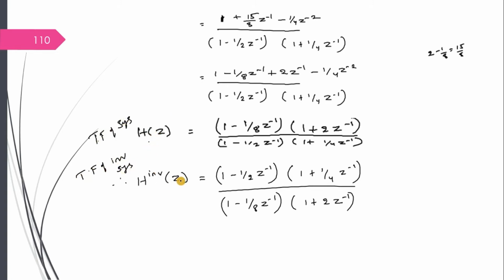So H inverse of z is equal to 1 divided by H of z. So 1 minus 1 by 8 z inverse comes to the denominator, and these things go to the numerator. Now what is a pole here?